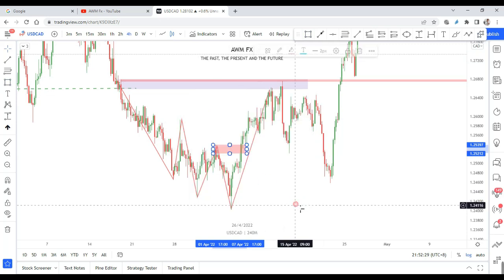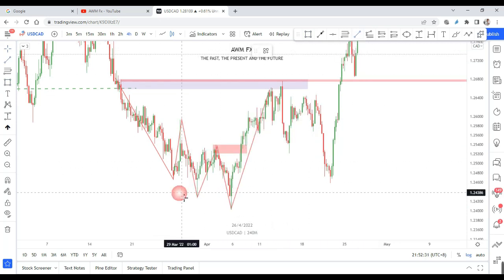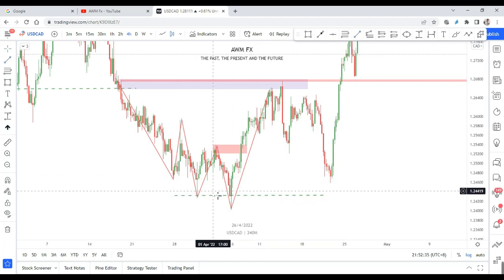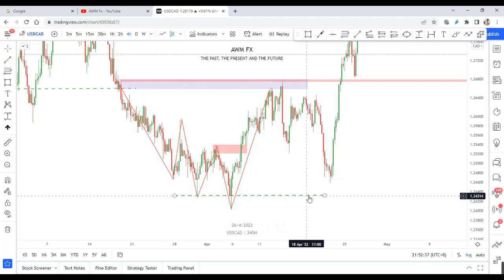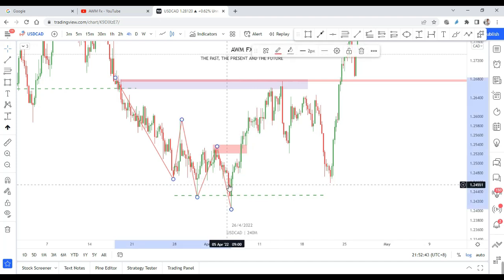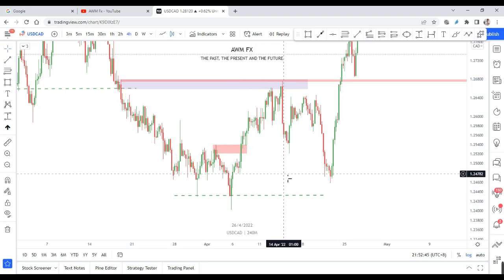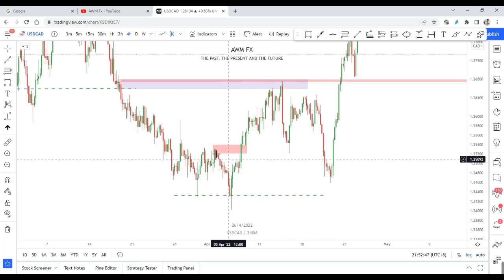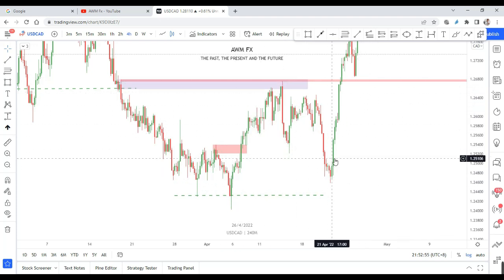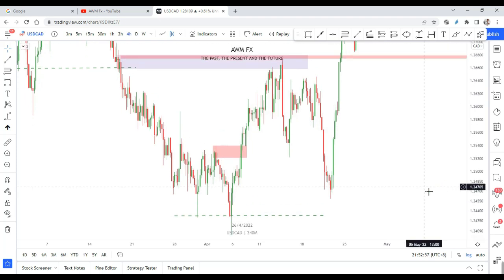Now we have a QML. All right, so basically this is a QML. If I take this line out, it's quite messy. So basically you will have your take profit target. You know that it is a QML, which means that when the price reaches this certain area, it will reject and then go back up. So now you are selling. If you are not greedy, you might take your profit over here.